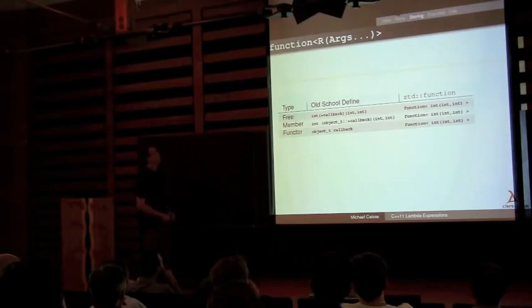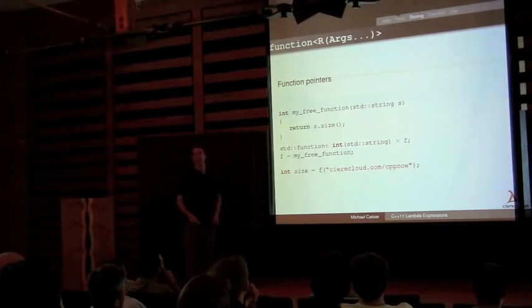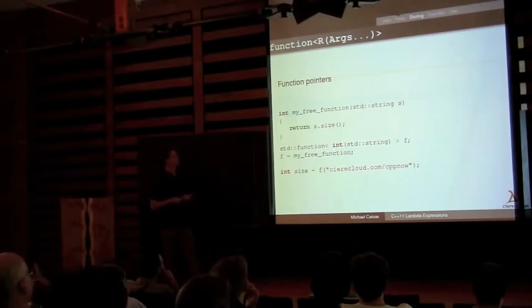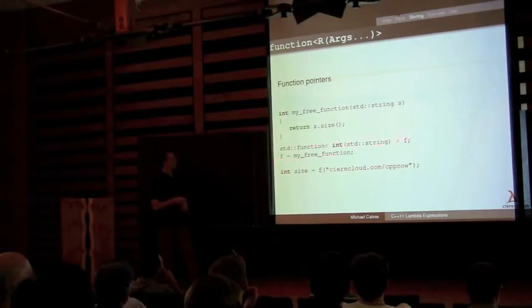Just for those who don't remember what we used to do, all this ugly stuff now just looks the same all the time, which is brilliant. So, function pointers. I have a free function that takes a string and returns size. Here's my signature. I can just assign it, and then I can just call it.